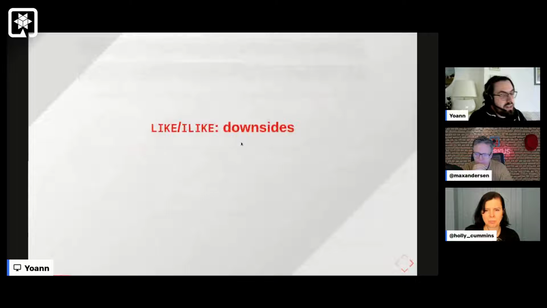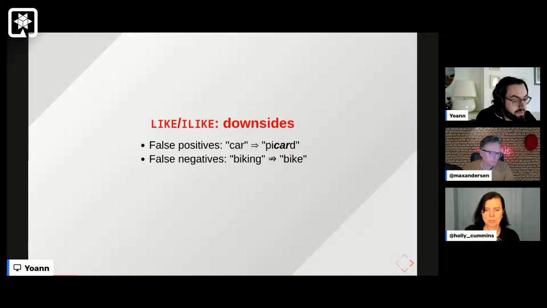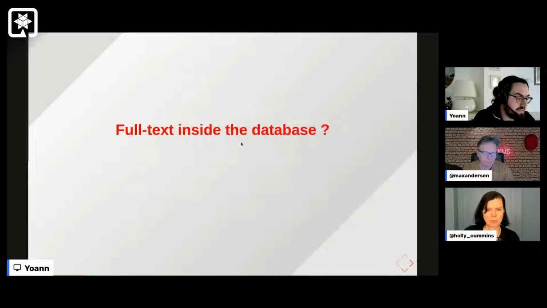So really, there are downsides to the like strategy. You have false positives, false negatives. It's feature poor. You don't have relevance sort. Performance is limited as well. That's important because you can't slap an index on your column when you're doing a search like that with a wildcard at the beginning and the end of your search term. It will perform poorly when you have lots of rows in your database and lots of text.